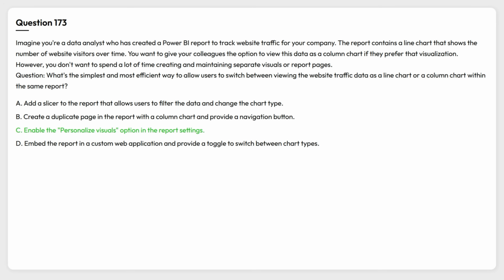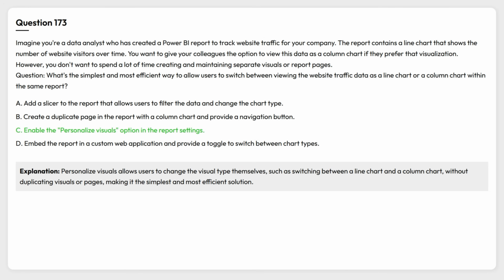The correct answer is option C. Enable the personalized visuals option in the report settings. Personalized visuals allows users to change the visual type themselves, such as switching between a line chart and a column chart without duplicating visuals or pages, making it the simplest and most efficient solution.